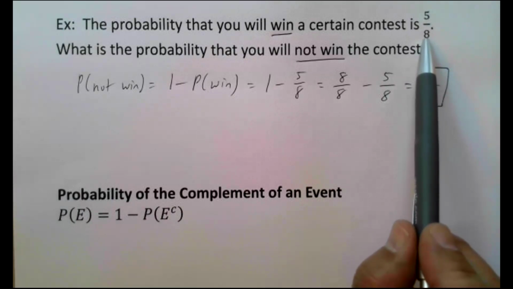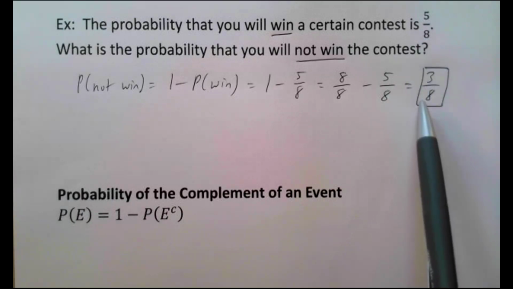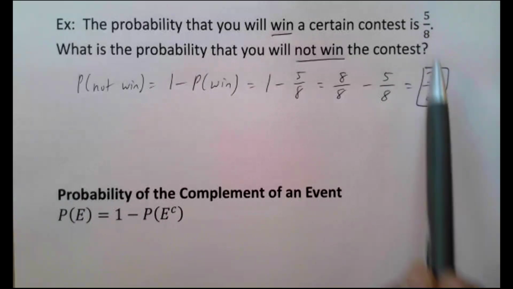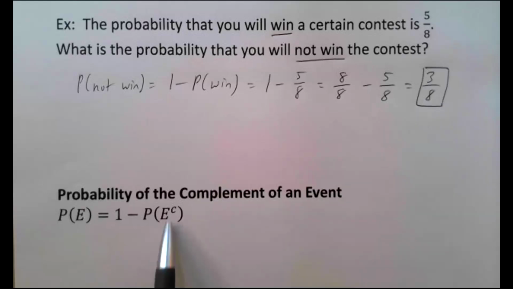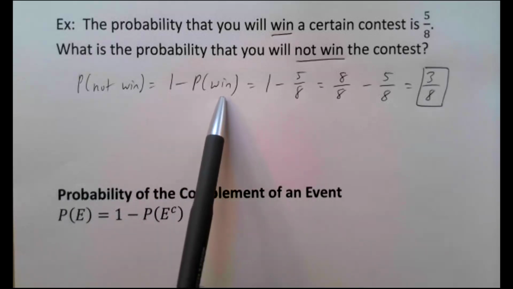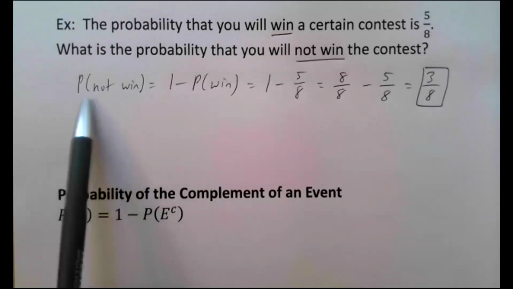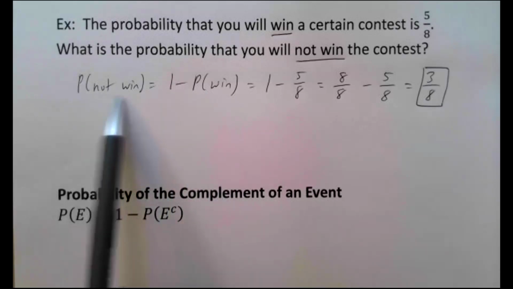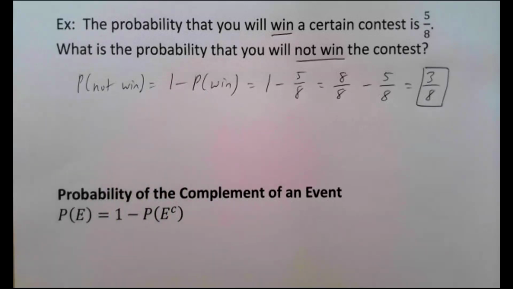But if you know the probability of something happening, you kind of also know the probability of it not happening. That's what we're seeing, right? The probability of winning is 5 out of every 8 times. That means you will not win the other 3 out of the 8 times. So I'm just showing you that this formula works. If you know the probability of something happening, you also know the probability of it not happening, because all you have to do is subtract the thing you know from 1 and you have its complement probability.